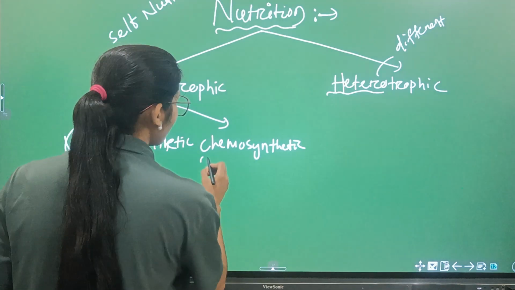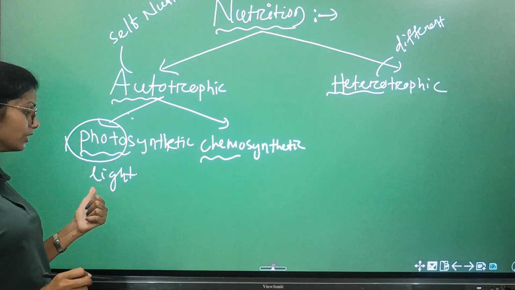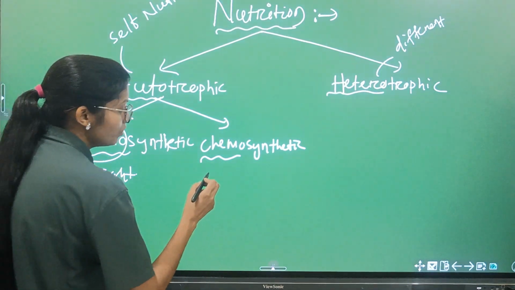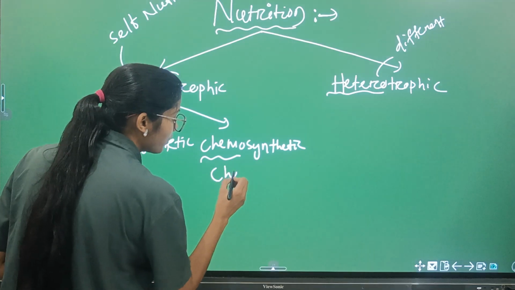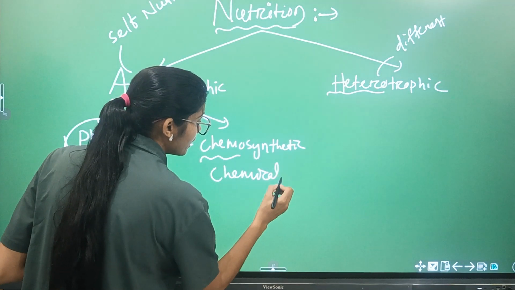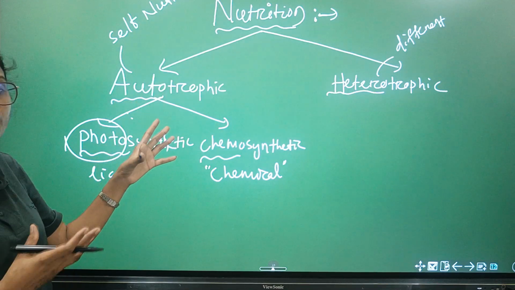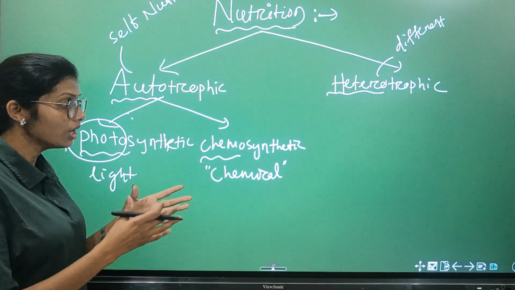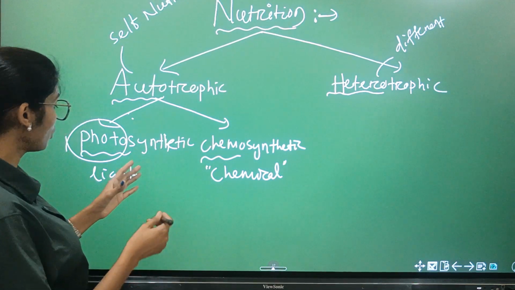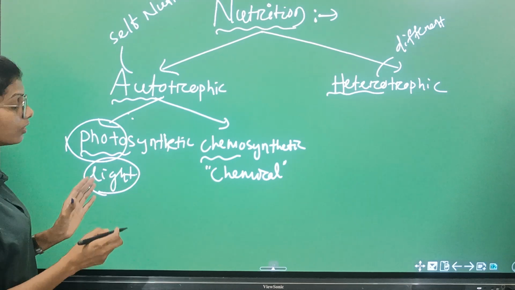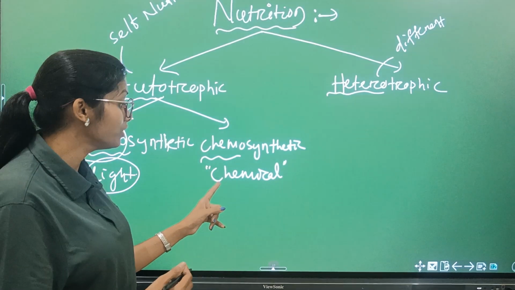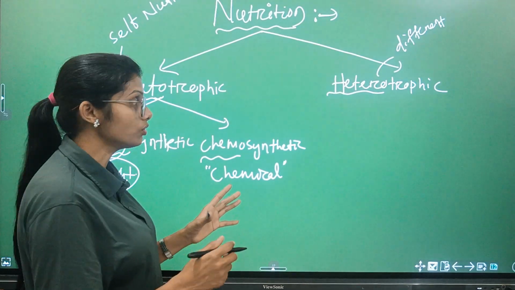What do you mean by chemosynthetic? Instead of light, here the organism uses different types of chemicals to get the energy. What is the ultimate thing of nutrition? Why are you doing nutrition? To get the energy. So some use light to get their nutrition. Some use chemicals to get their nutrition.